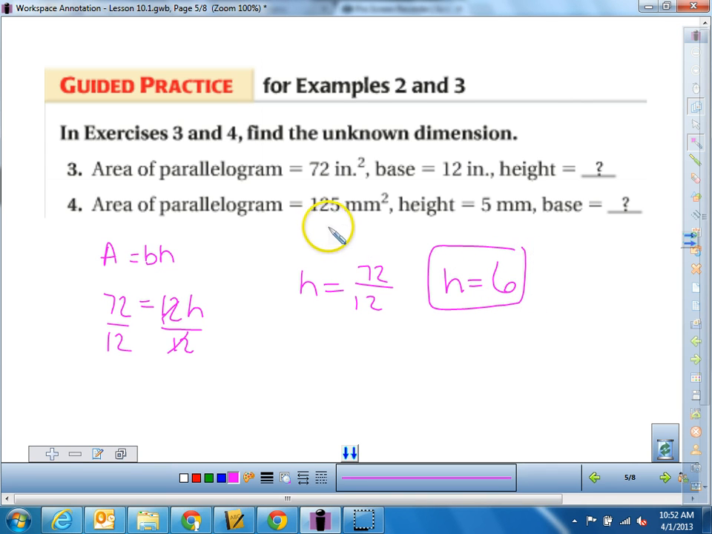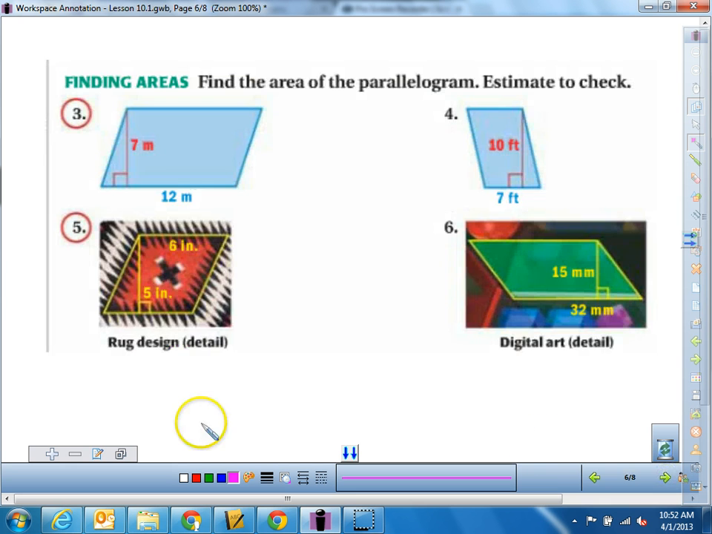Now you're going to have to do the same thing here. We know that the area is 125 and the height is 5. How are we going to get that? What does the base have to be? I'll check that answer tomorrow.